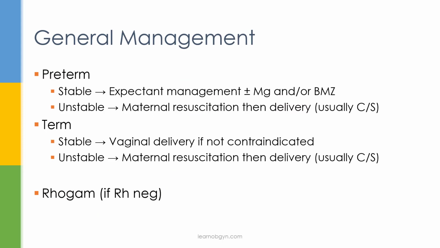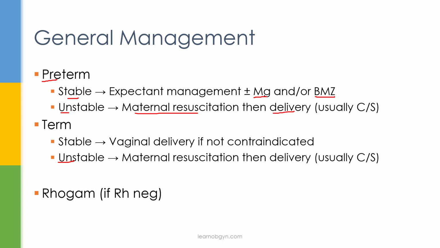And in terms of management, the general principle is the same for all these conditions. It depends if they're preterm or term. So if someone is preterm and stable, then you can observe for a while to see if the bleeding will self-resolve. And depending on how preterm they are, you may also consider giving them magnesium to help reduce the risk of cerebral palsy, or steroids to reduce the risk of respiratory distress syndrome. For more information on magnesium, steroids, and management of preterm deliveries, please check out my video on preterm labor and PPROM. If they're unstable, even if they're term or preterm, the management is maternal resuscitation, so make sure mom is okay first, and then delivery.